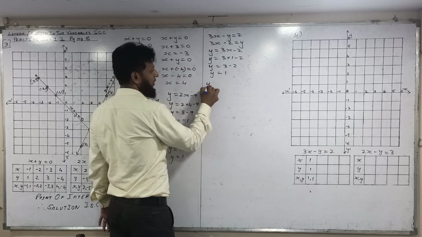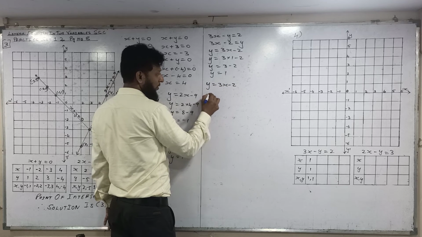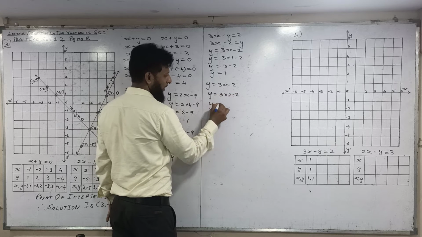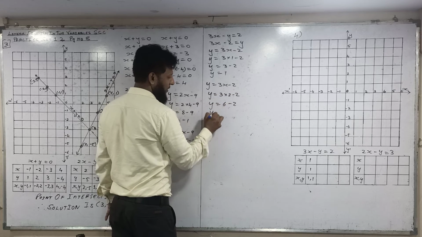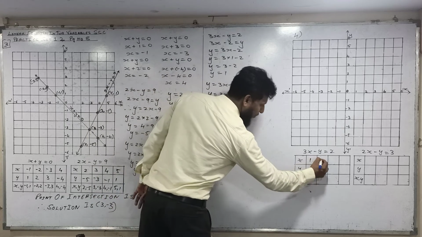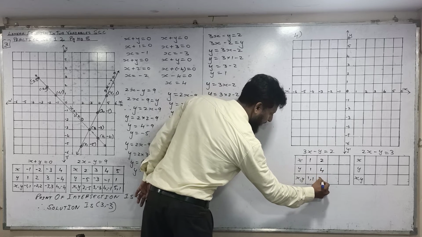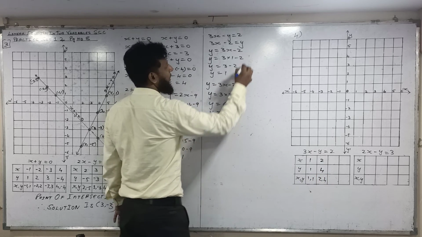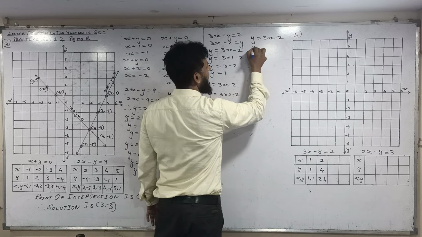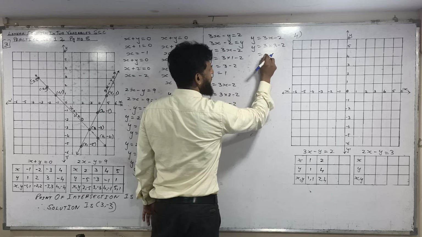Again y is equal to 3x minus 2. So y is equal to, take 2. So 3 times 2 is 6 minus 2, y is equal to 6 minus 2, 4. So when x value 2, y value 4. 2 and 4. Here write the equation y is equal to 3x minus 2. Y is equal to, take value 3. 3 times 3 is 9 minus 2, 7.